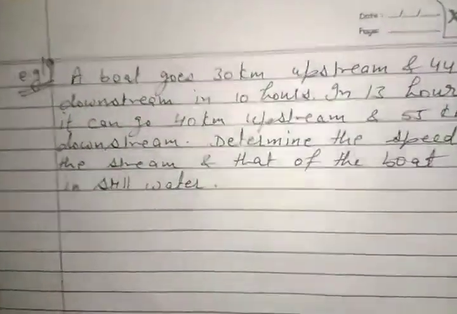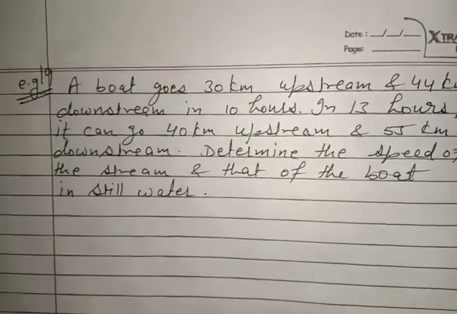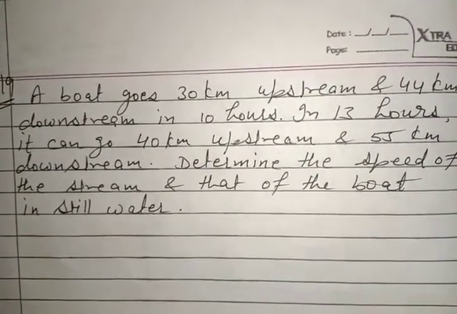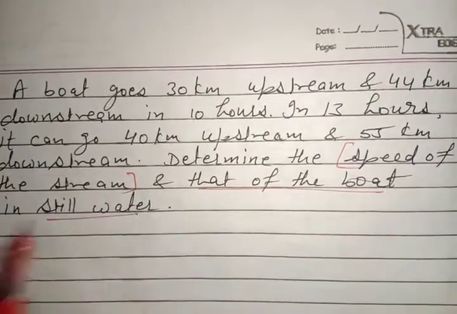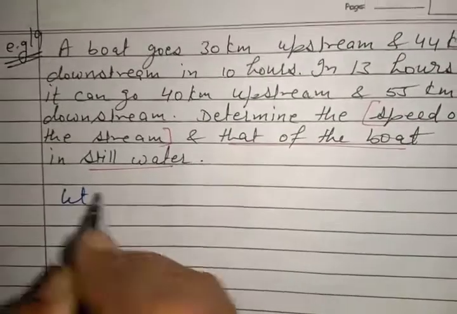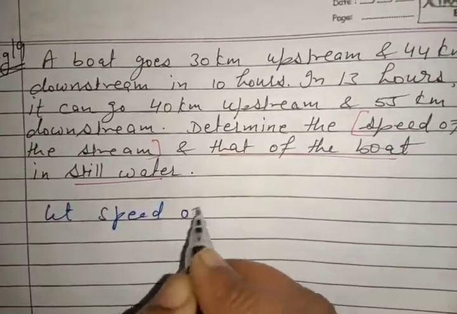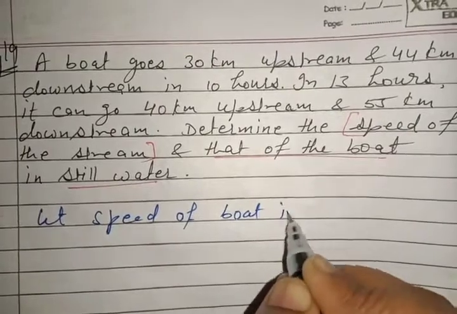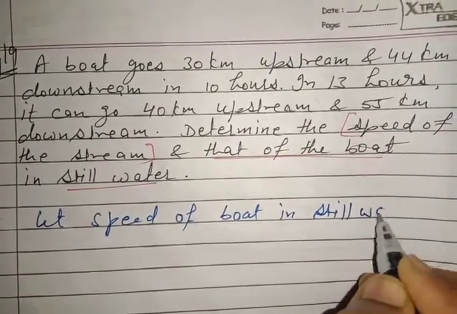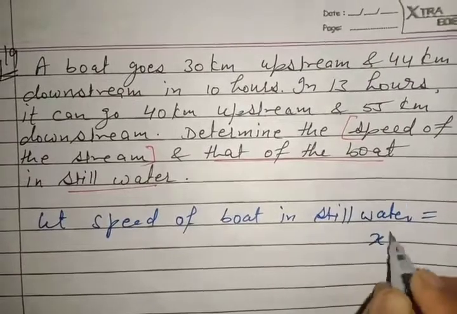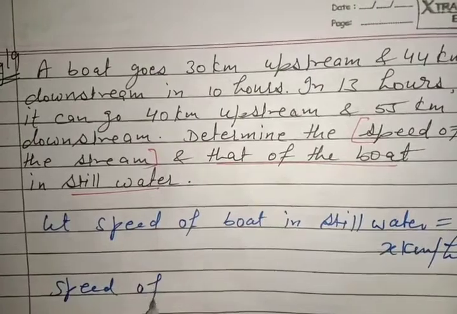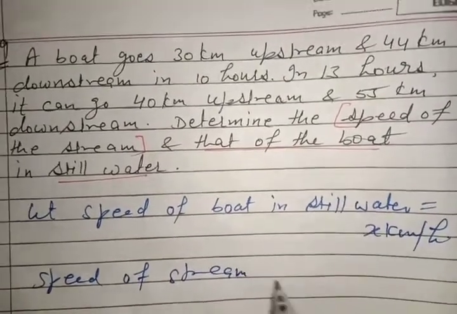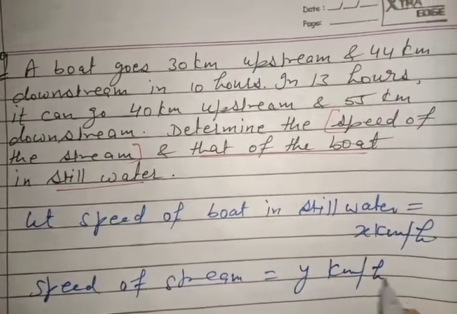Now the last question, which is example 19 of your book, the upstream downstream concept, I explained to you already. What do we need to find in this question? The speed of the stream and that of the boat. So the first step is, let the speed of the boat in still water, I told you, be x kilometer per hour, and the speed of the stream is equal to y kilometer per hour.